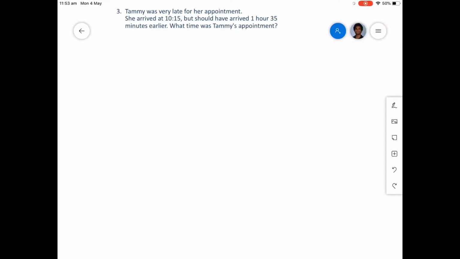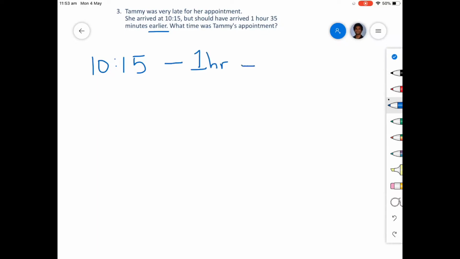Like all of these questions, our very first step is to write the starting time. And the starting time is 10:15 a.m. Now, she should have arrived 1 hour and 35 minutes earlier. The key word there is earlier. That tells us that we have to subtract because we're going back in time. We're going back, or subtracting, 1 hour, and we're also subtracting 35 minutes. The best thing we can do here is to do our hour first. So 10:15 minus 1 hour, well, 1 hour before 10:15 is going to be 9:15 a.m.